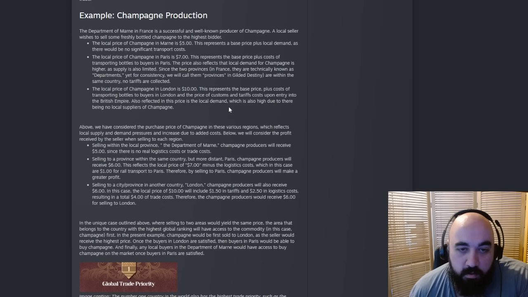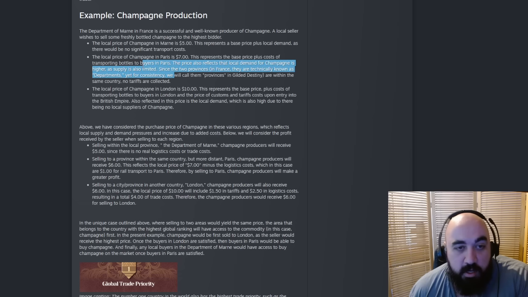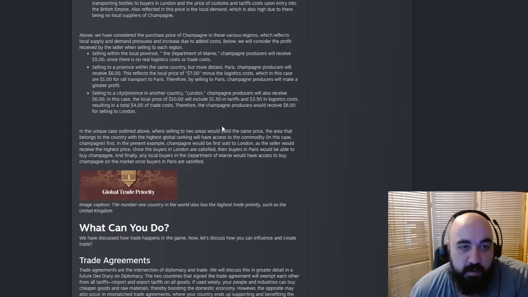Whatever. Okay, sure. This represents the base price plus the cost of transporting bottles to buyers in London and the amount of customs and tariffs cost on entry into the British Empire. Also reflected in this is the local demand, which is also high due to there being no local suppliers of champagne. Okay. Above, we have considered the purchase price of champagne in various regions, which still, I have no idea how exactly the demand is driving the price. They're not referring to an equation, but I suppose that's fine.